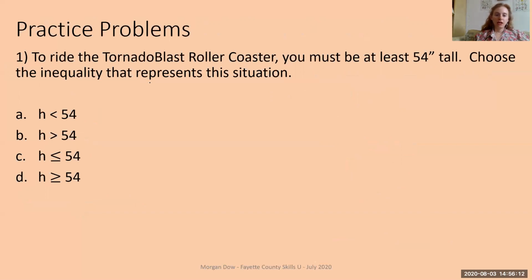Number 1, to ride the Tornado Blast roller coaster, you must be at least 54 inches tall. Choose the inequality that represents this situation. So again, this is a chance to focus on our key words here, at least 54 inches. At least means that we can be more than 54 inches or we can be 54 inches, right? So that's going to be greater than or equal to 54 inches. Our height needs to be greater than or equal to 54 inches tall. So choice D is our final answer.